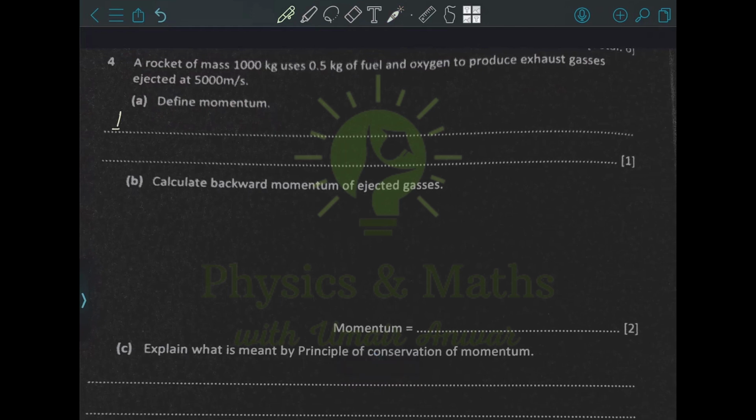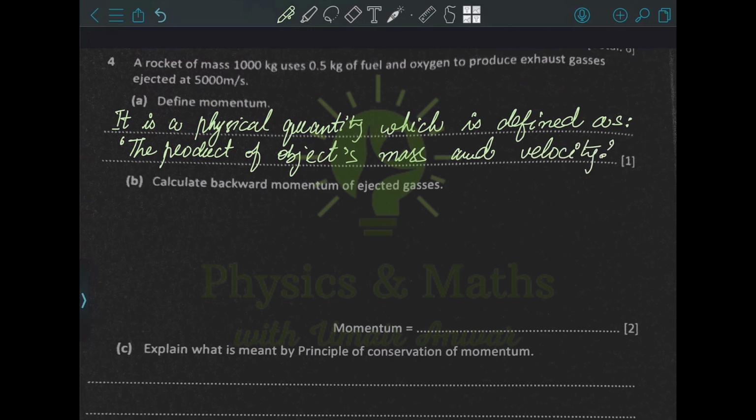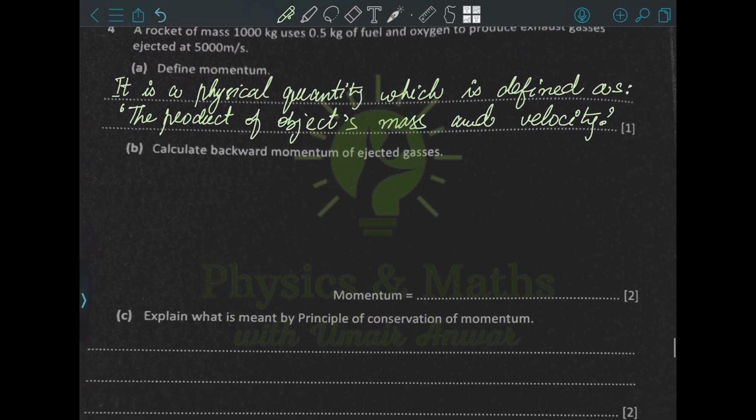So it is a physical quantity which is defined as the product of an object's mass and velocity, and is called the momentum of the object.